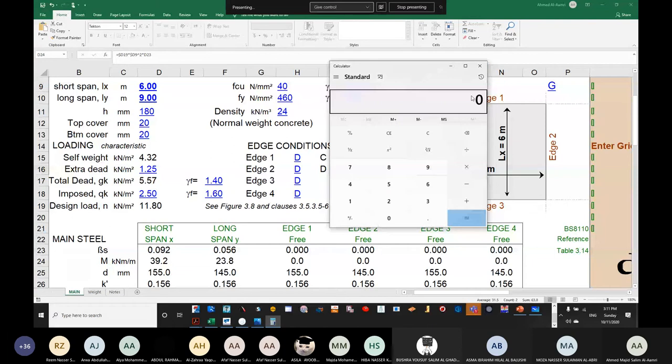We said moment is equal to coefficient 0.092 multiplied by the loading, that is 11.798 that we have calculated, multiplied by X square. We should be getting it to be 39.07, which is around 39.2. Here they have taken it to be 11.8, we have taken it accurate, which is 11.798. Are we clear?